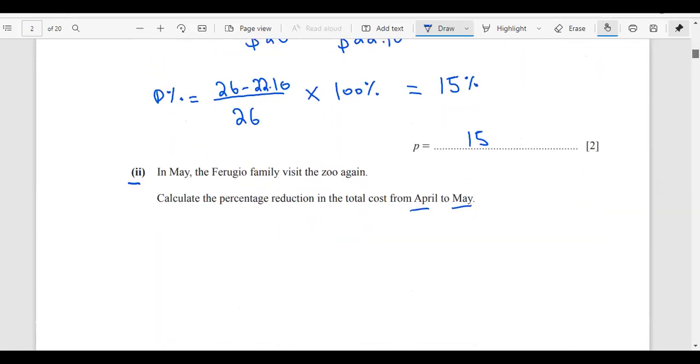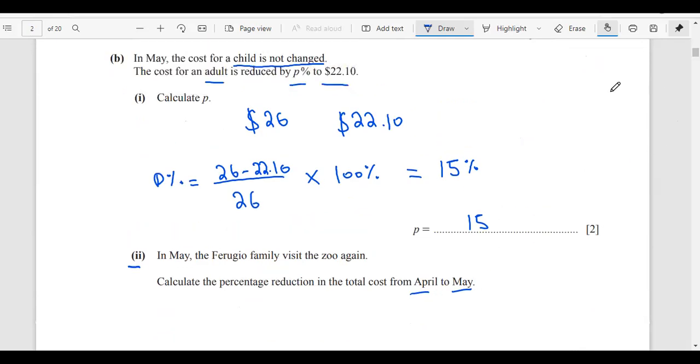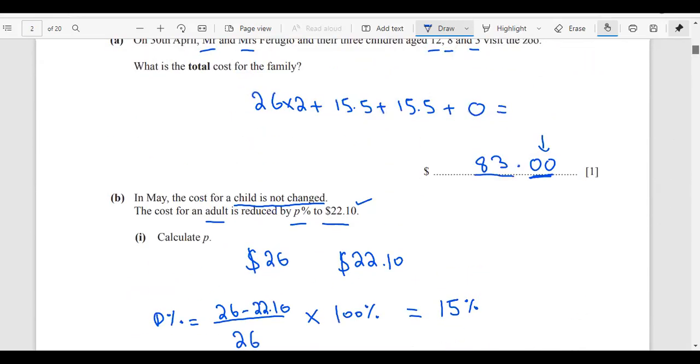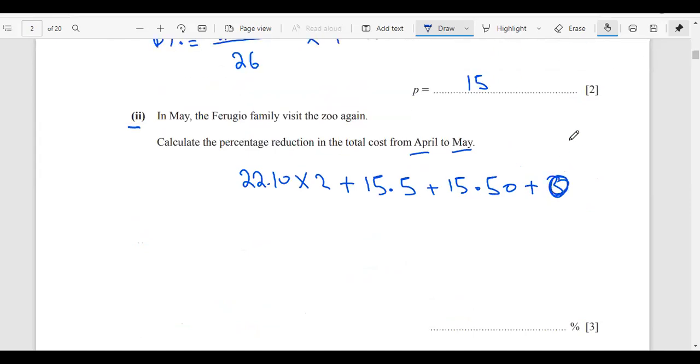Let's calculate what it would be for May. Now in May, it costs 22.10 for one adult. So 22.10 for one adult, and we have two adults in our case. Plus for children, it is going to be same. So two children were coming under this bracket, and then there was one child who was just 3 years old. So that would be 0 in this case. So this would be 0, not 3. And now what is going to be the answer in this case?